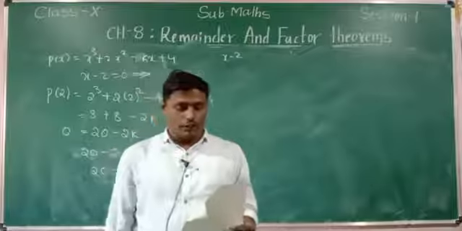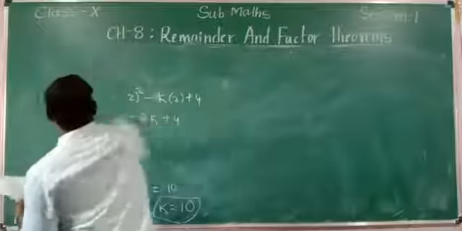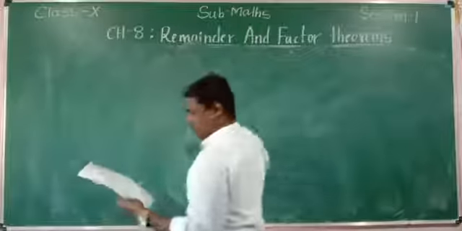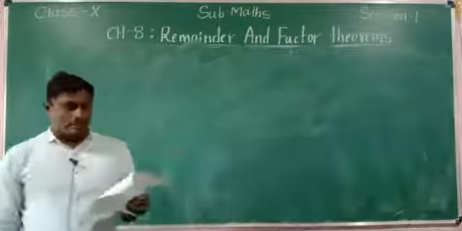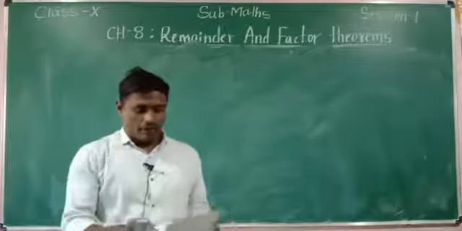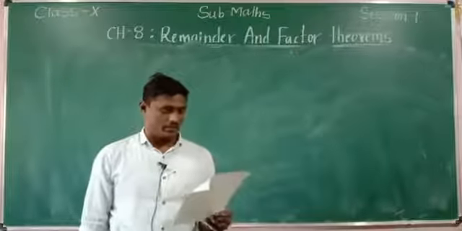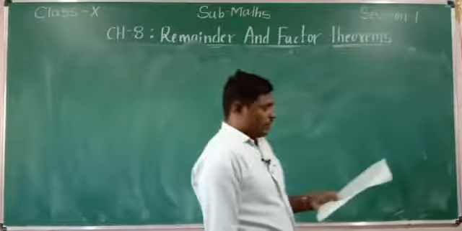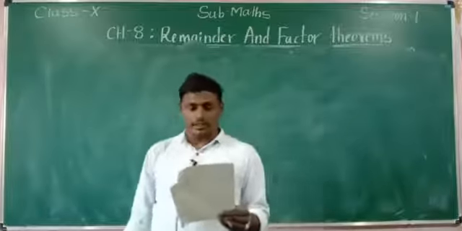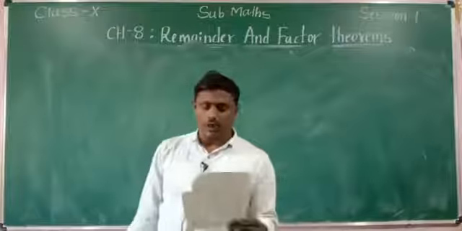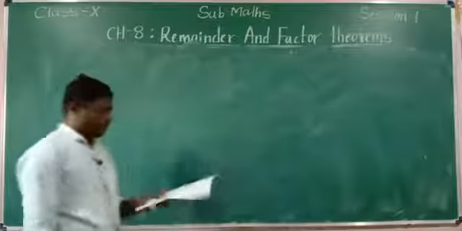What number should be added to 3x cube minus 5x square plus 6x so that when the resulting polynomial is divided by x minus 3, the remainder is 0? Listen to the question again. What number should be added to 3x cube minus 5x square plus 6x so that when the resulting polynomial is divided by x minus 3, the remainder is 8? Okay.